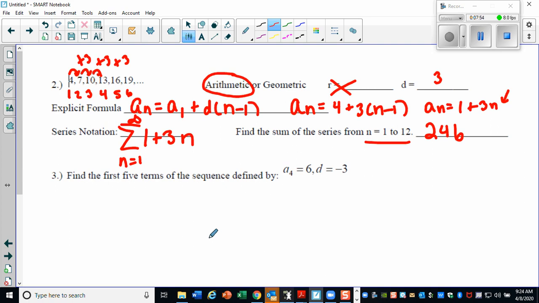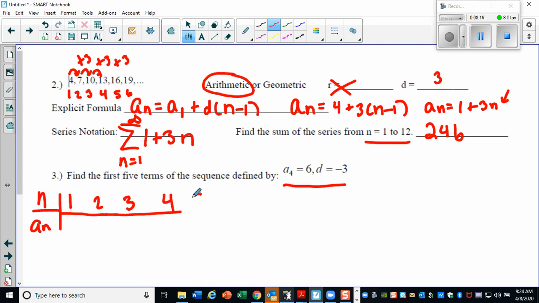Okay, so then let's take a look at this last portion here. It says, find the first 5 terms of the sequence defined by a sub 4 equals 6, and the difference is negative 3. Now you have 2 choices. The way you could do this, you could think of making a table, n and a sub n. So n is your position. So position 1, position 2, position 3, position 4, position 5.